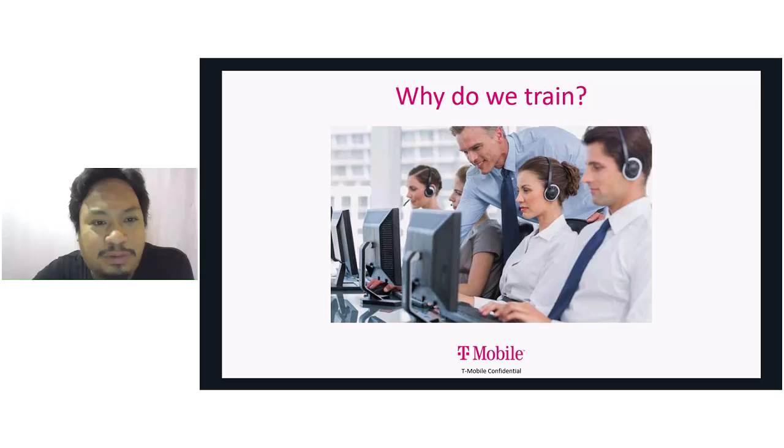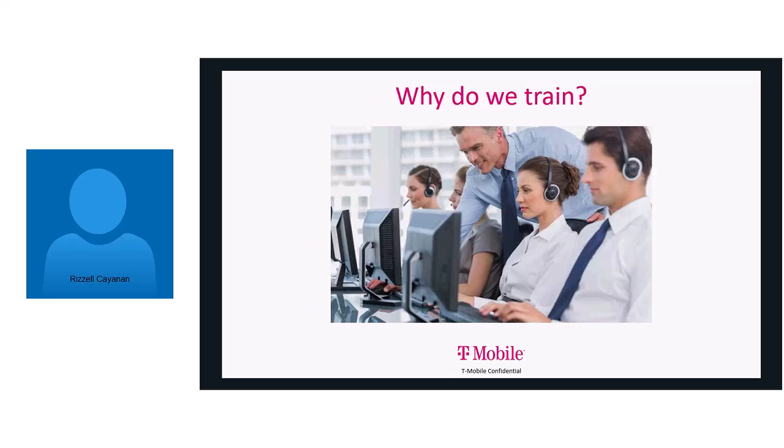So, what's the question po again? Ayan, nandiyan lang sa screen. Madaling-madali lang. Why do we train? Okay, why do we train? I think it's because for us to make sure that before the rep takes the call, the rep is ready and will be able to at least achieve the goal that we have for the business needs and of course for the customers as well. Perfect, Riz. Thank you very much.